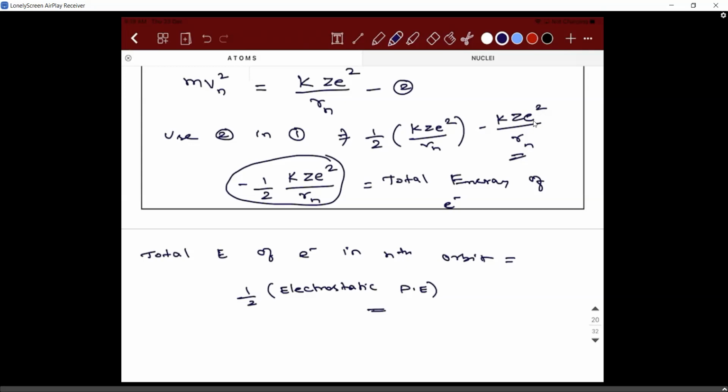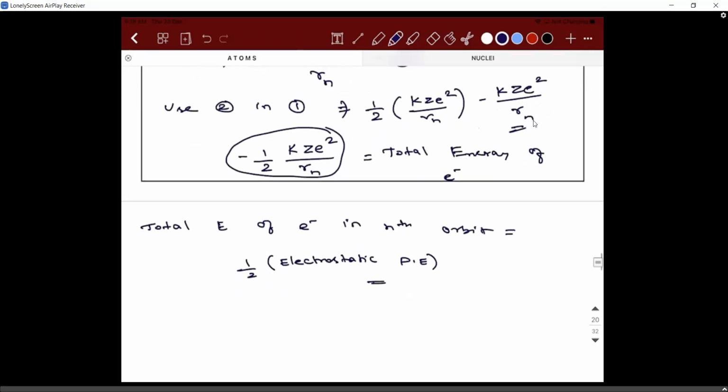Then what about the kinetic energy? Kinetic energy is also equal to half of the electrostatic potential energy. Are you able to understand? So the total energy is half of the electrostatic potential energy. Kinetic energy is equal to half of the magnitude of electrostatic potential energy.